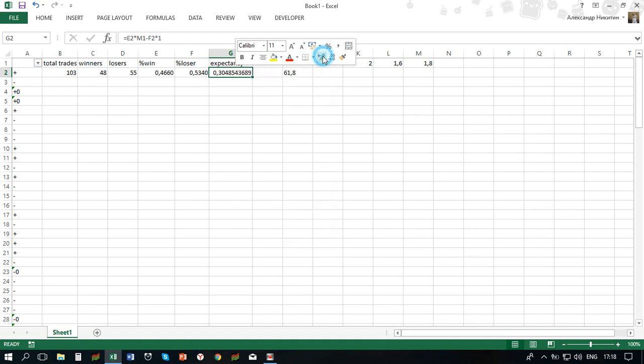So on average I expect to make 0.3 of my risk. If I've been risking 1% on every trade, on average every trade gives me 0.3 of that 1%. Understand this? If I have 20 trades a month, every one of them giving me 0.3 of that, so 20 trades a month multiplied by this equals 6% a month. These are the calculations, so pretty simple.